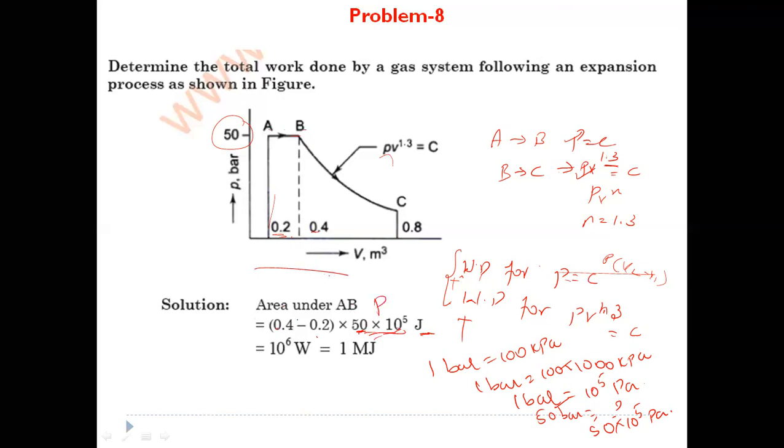So P into (V2 minus V1) gives the amount of work done for this constant pressure process, which is 10^6 joules. Sorry, it is joules, not watts. 10^6 joules means we can write it as 1 megajoule. Next, let us consider the process B to C.